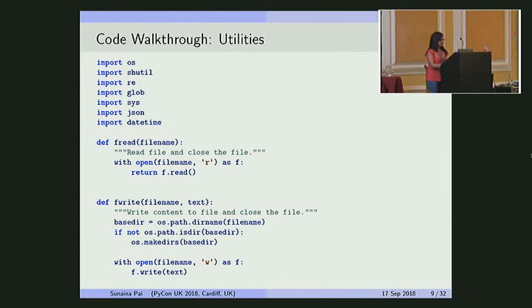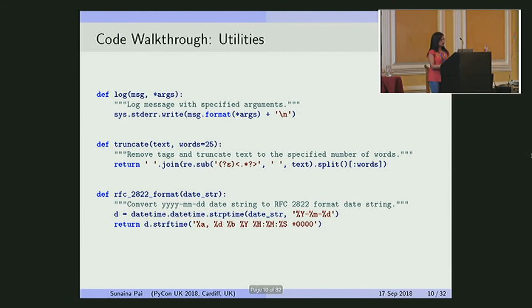Okay, fread and fwrite are wrappers around the file read and file write functions that I'm going to use throughout the code. Then there is the log function for diagnostic messages, and truncate function which truncates the text to a predefined limit of words. Now this function might be useful in a blog listing page.